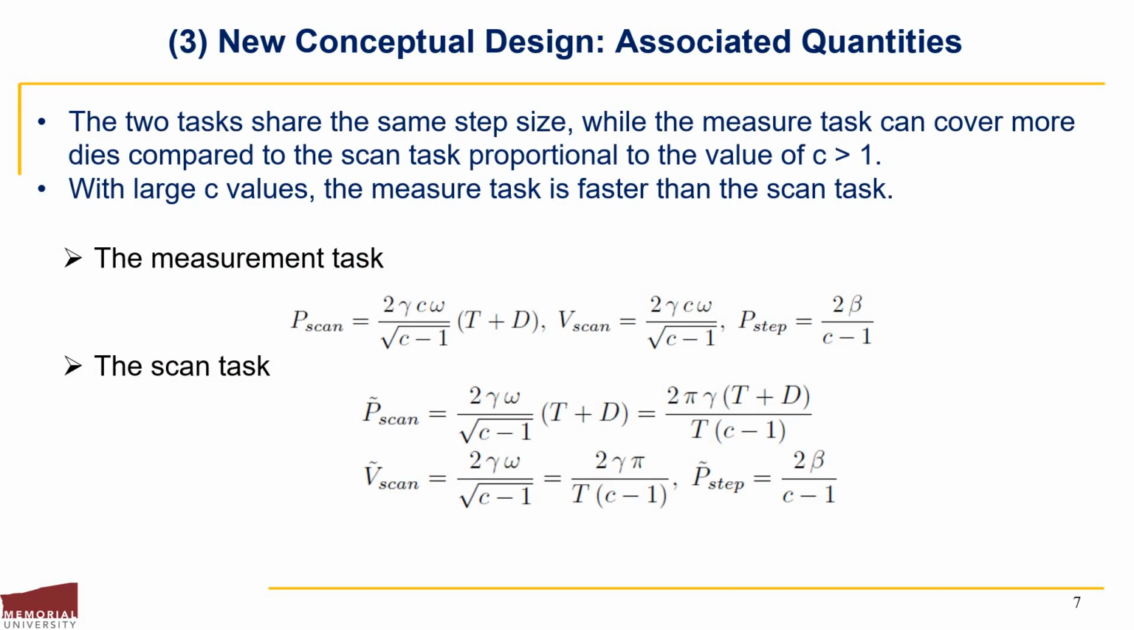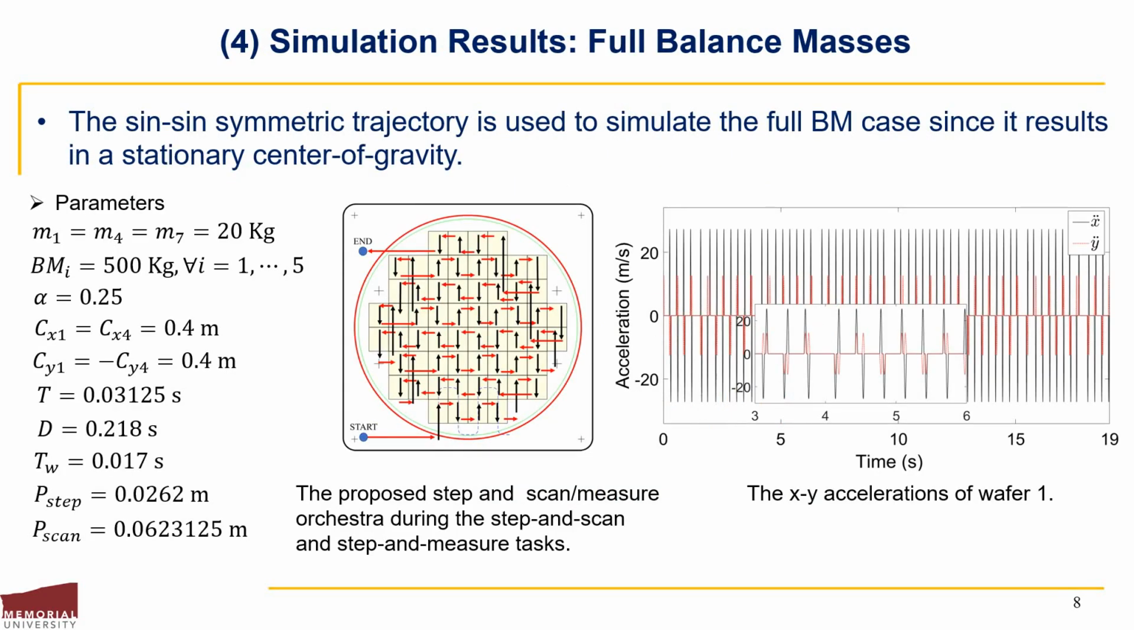It's clear that the two tasks share the same step size, while the measure task can cover more dies compared to the scan task, proportional to the value of C, which is assumed to be greater than 1. Interestingly, with large C values, the measure task can be finished before the scan task actually concludes, having M1 perceivably idle while the measurements are being processed. Switching to another orchestra involving only M4 and M7, designed as outlined previously, might be needed. The full balanced mass case was simulated using the following parameters, along with the motion orchestra shown at the middle under the sine-sine trajectory.